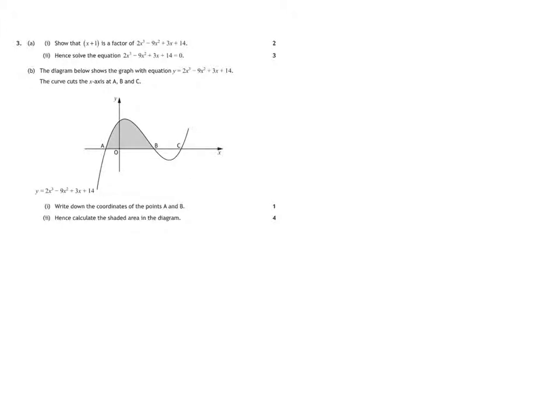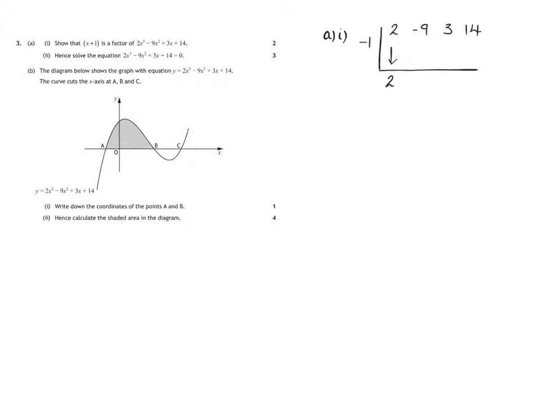Right, so for question 4, part A1, it asks us to show that x plus 1 is a factor of 2x cubed minus 9x squared plus 3x plus 14. The easiest way to do this is to set up our synthetic division. So we're going to have 2, minus 9, 3 and 14. And if x plus 1 is a factor, then it's minus 1 that we're going to go through with.